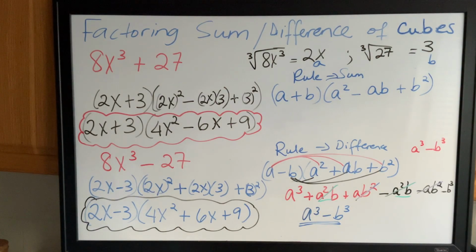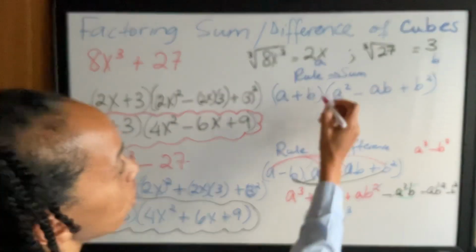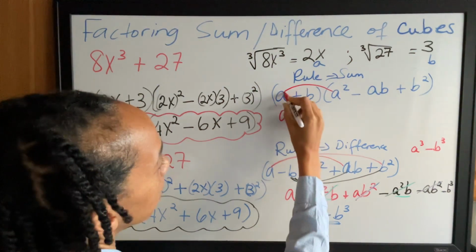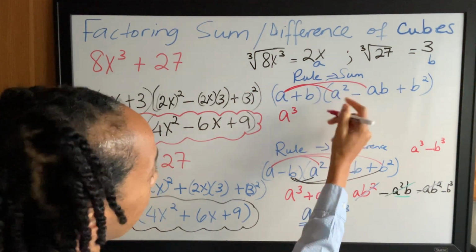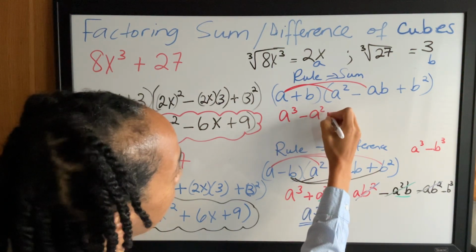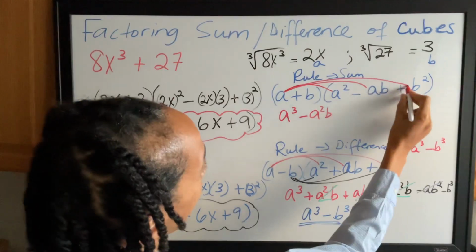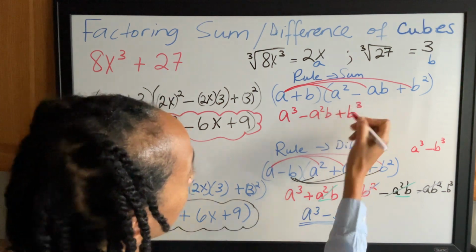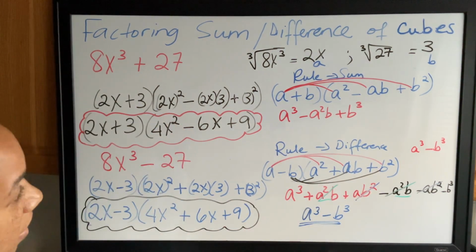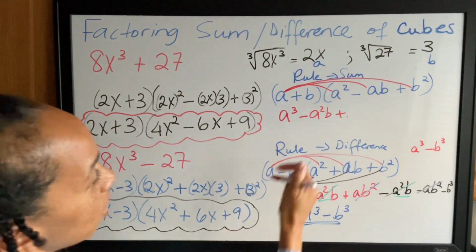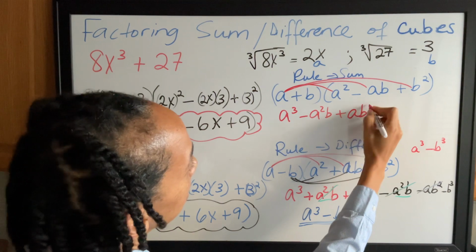Okay, now if you do the same thing, apply the same strategy for the sum rule. You're going to multiply a times a, going to be a to the third power, multiply a times negative ab, you will get negative a squared b, and multiply a times b squared, you will get a b squared. Sorry, I'm jumping too fast.